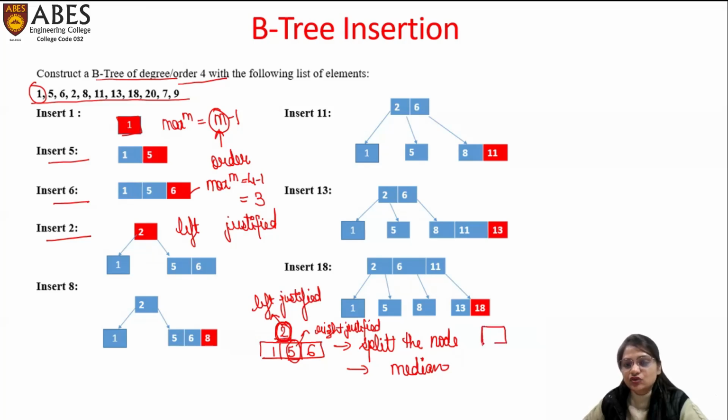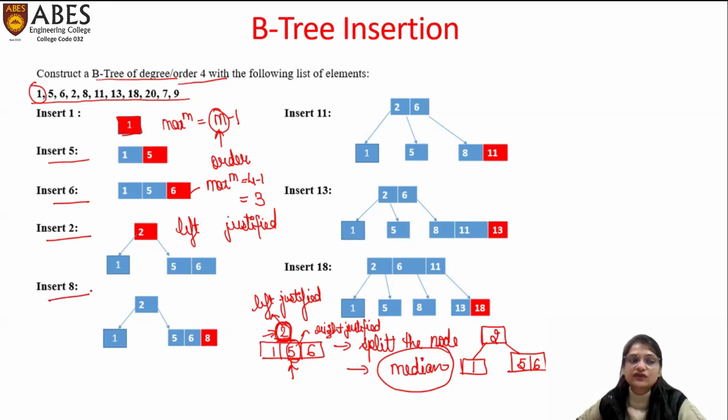Then this 2 will be here, and the splitting of the remaining nodes will be like this: 1, and 5 and 6. It means we have to calculate the median value. The median value can be considered as 2 or 5. If I am considering 2, then it will be the left justified concept. If I am considering 5, it is right justified. Both the options are correct. Then we have done the splitting part. 1 will be split here and 5, 6 as a right child.